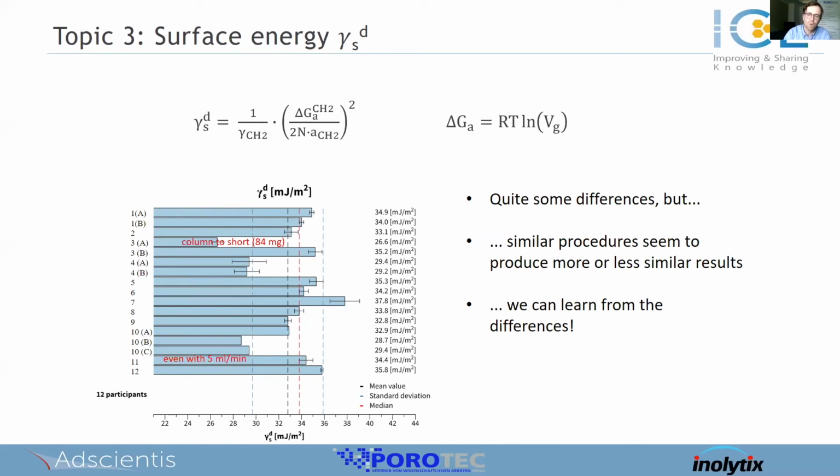We also want to comment on the laboratories that are using our Acientis approach. We are very close to each other with a mean value of 34.4 plus minus 0.9. But with this, we don't want to claim that we are working better, as we cannot say this is a real value for the dispersive component of surface energy. But what we can say is that we have reached a high level of standardization with our solution, as different people at different locations get the same results.